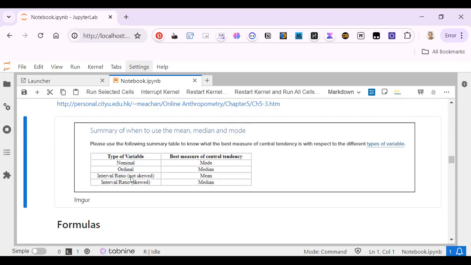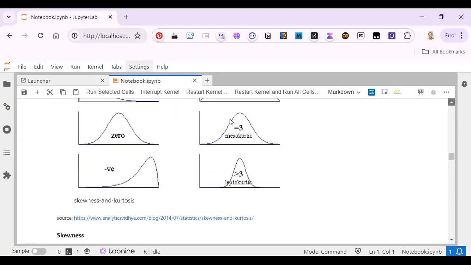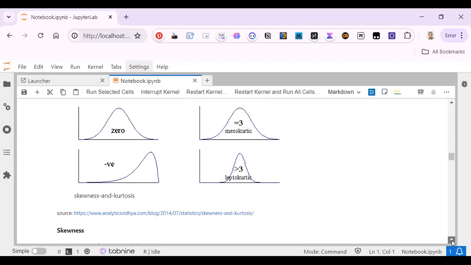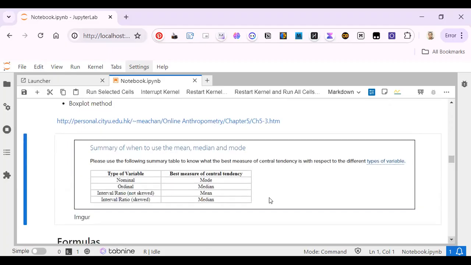Now, interval ratio is numerical. Nominal and ordinal are categorical. That's fine, we understand. Interval or ratio is there, or this is also interval or ratio. Then what we have to look at is whether the data is skewed. For this graph, which is not skewed, skewness is 0, so I can go ahead with the mean, because that is the median value.